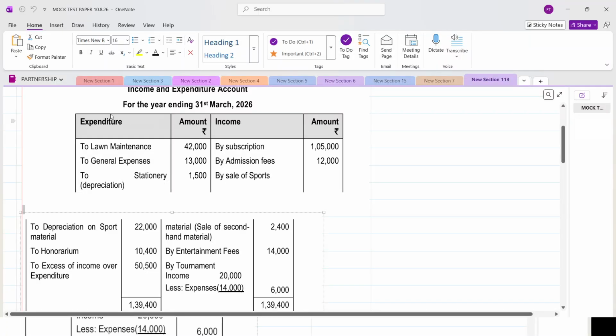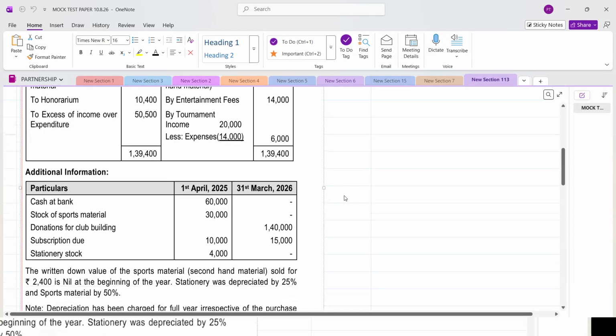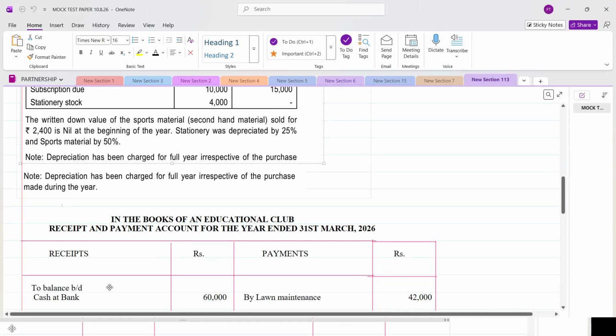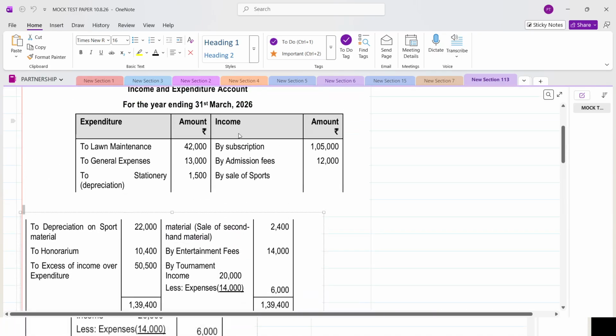What you have to do is start preparing your receipt and payment account. First, we are going to search for the opening balance. Additional information is given on 1 April 25. You are asked to prepare as on 31st March 26. So cash at bank is 60,000. This will appear in your opening balance. For time saving, I have already prepared it. Next point, you just go here and start copying these things.